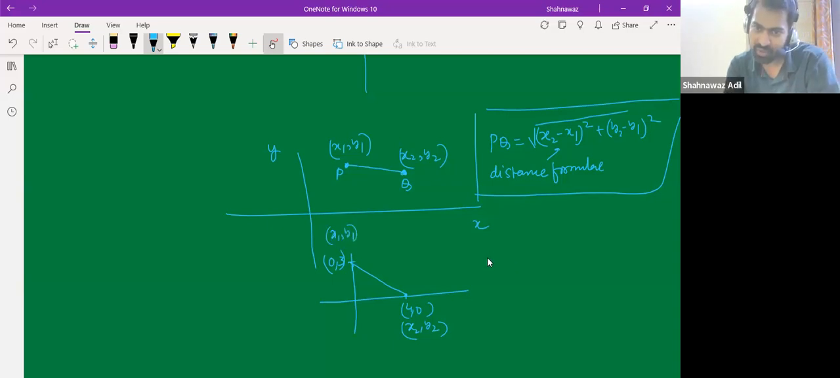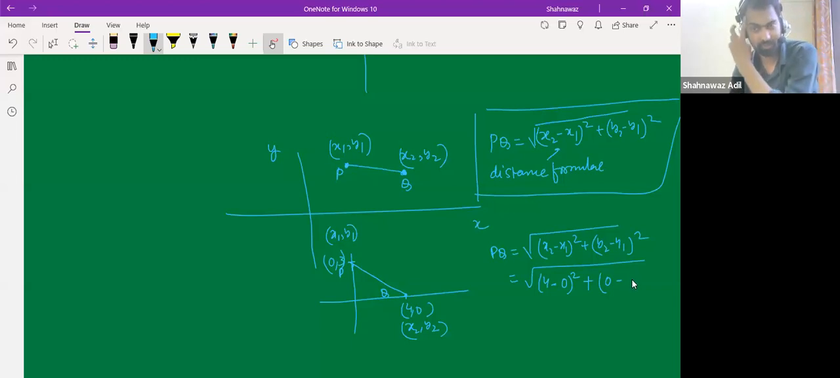If I want to calculate this PQ, it would be the root of x2 minus x1 whole square plus y2 minus y1 whole square. So what should be here, Tala? X2 is how much? 4. 4 minus x1, which is 4 minus 0, 0 square. And then y2 is 0, and minus y1, which is 3.